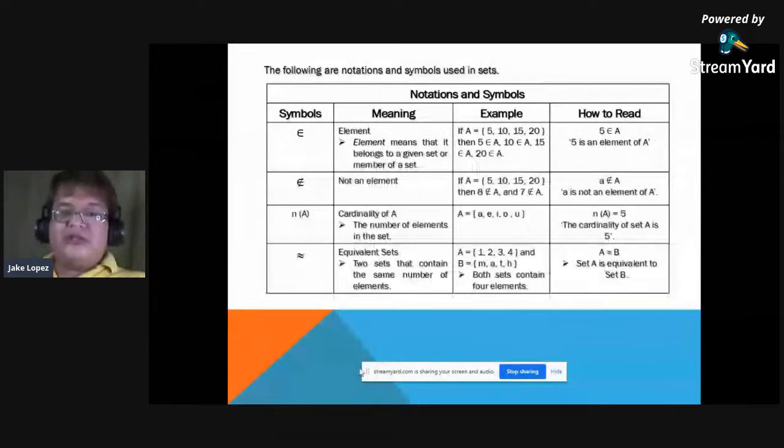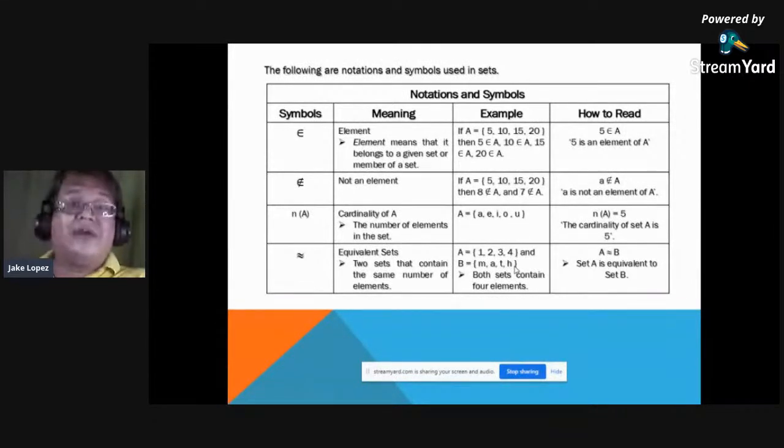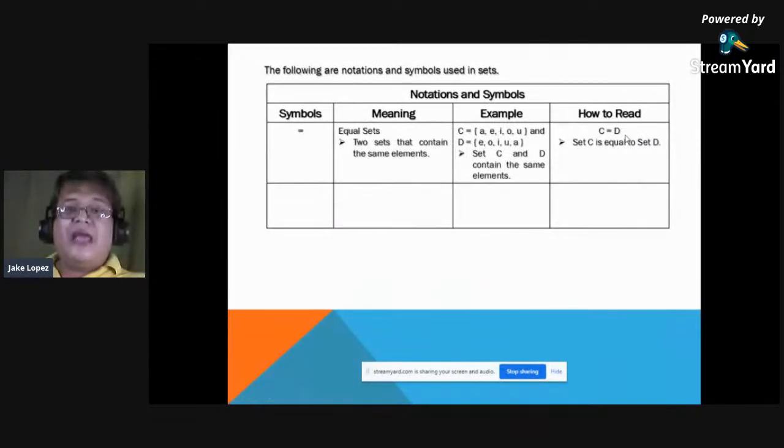So makita niyo dito, di ba? Sa equivalent set, si set A is 1, 2, 3, 4, tsaka set B is M, A, T, H. Hindi pareho ang mga elements nila, pero pareho sila ng number. Sinasabi natin yung equivalent set. Sa equal set naman, parehong-pareho talaga. Though hindi siya na-arrange ng pareho, pero ang mga elements ng C ay nasa elements din ng D. So it means those two sets are equal sets.